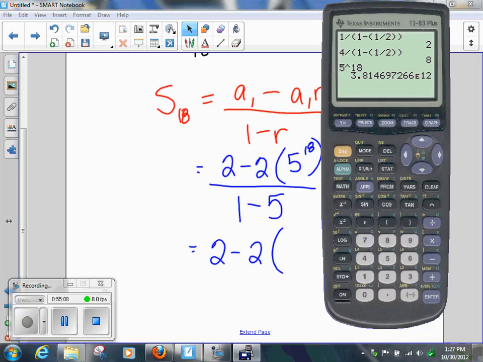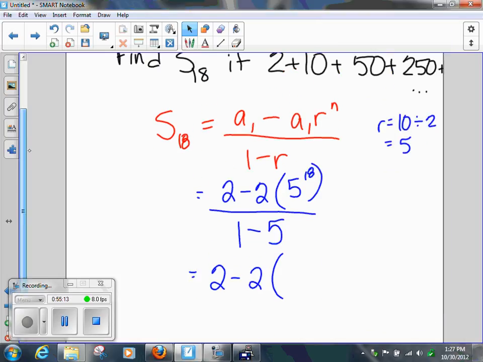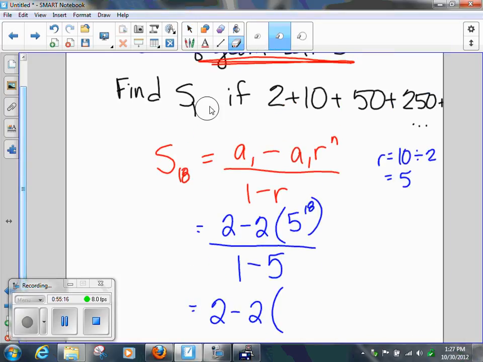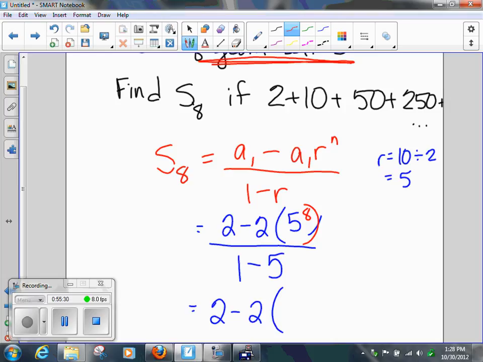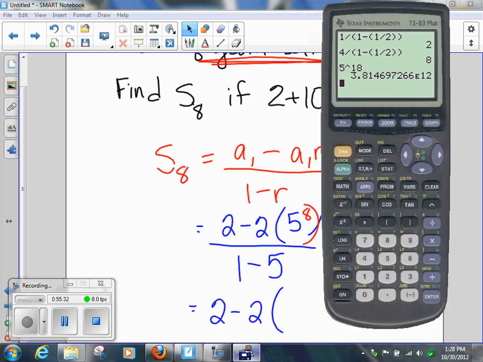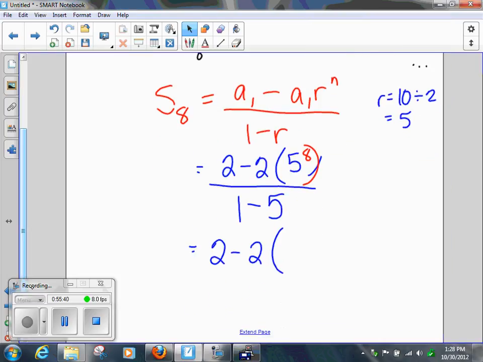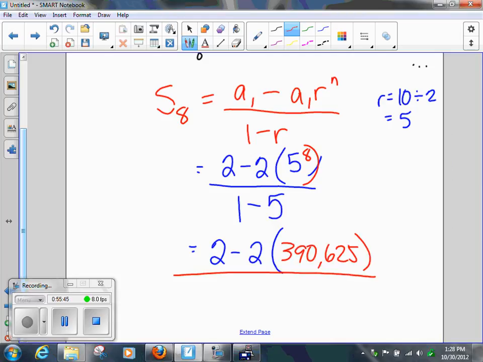Can we drop back and punt? Let's go with not 18, but let's go with 8. We're still going to work the formula. I don't care which way you do it, but it'll make it easier on us, hopefully. Let's go 5 to the 8th. Aha, better. 396,25. All of that over -4, yes?